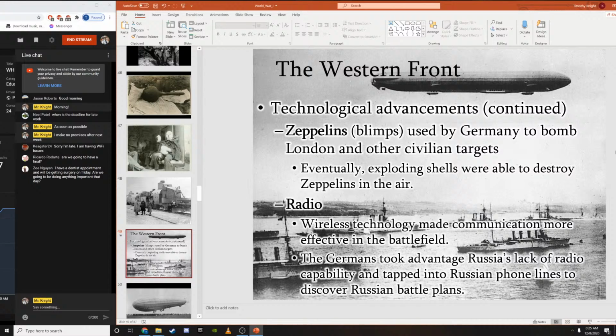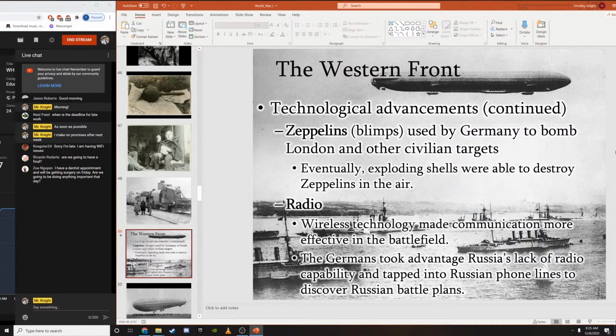So Zeppelins were used by Germany to bomb London and others, but they were vulnerable because they were filled with hydrogen. And when the British developed exploding air shells, they were able to blow up the Zeppelins using these exploding shells and destroy them in the air.